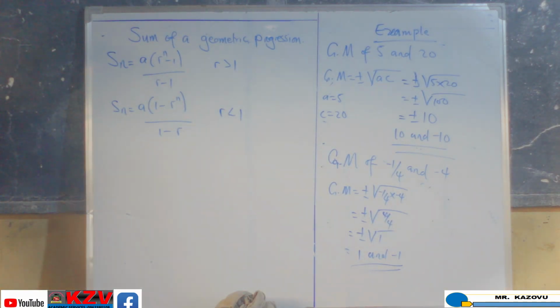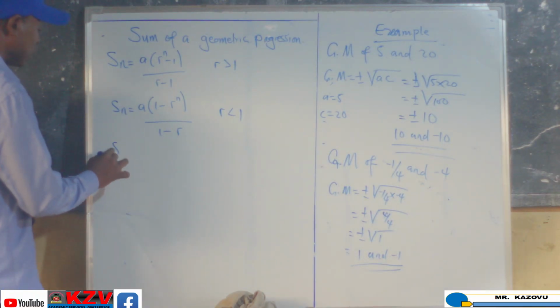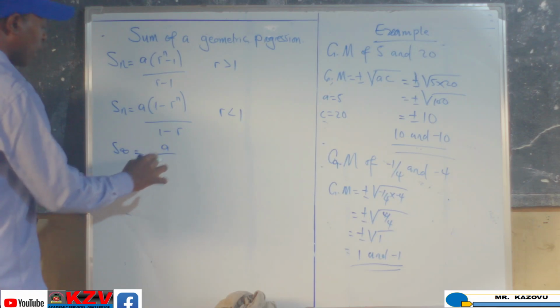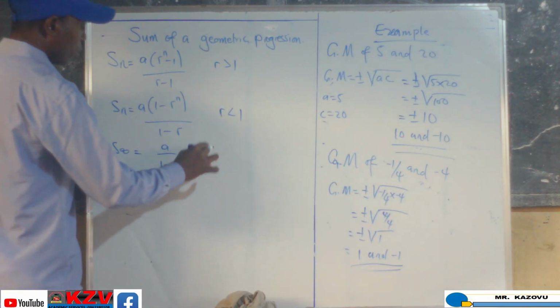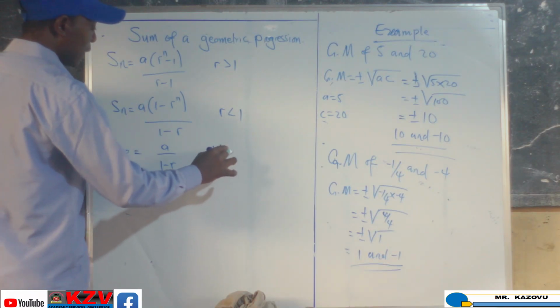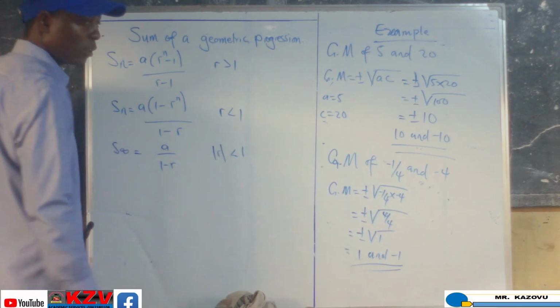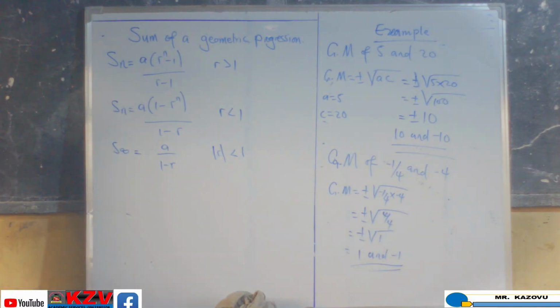Now, we also have what we call the sum to infinity. Sum to infinity is A over 1 minus R, when the absolute value of R is less than 1. Absolute means positive. Take it positive. Even if R is negative, we will take it as positive. Is that okay?